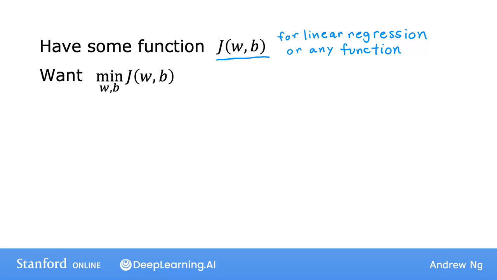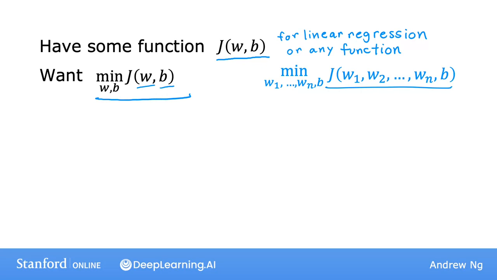So, for instance, if you have a cost function J as a function of w1, w2, up to wn and b, your objective is to minimize J over the parameters w1 to wn and b. In other words, you want to pick values for w1 through wn and b that give you the smallest possible value of J. It turns out that gradient descent is an algorithm that you can apply to try to minimize this cost function J as well.